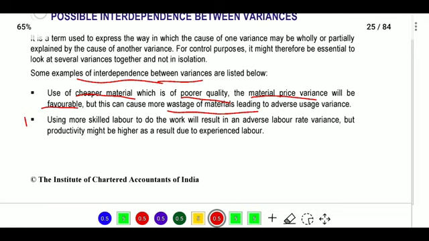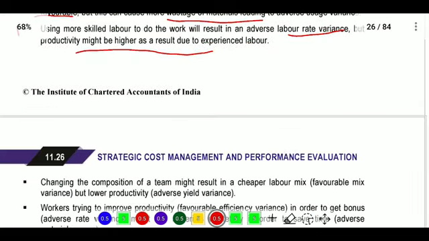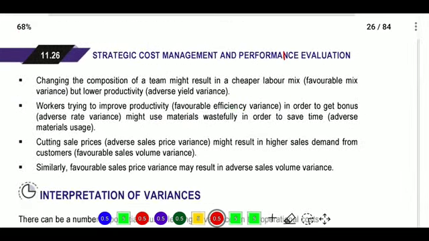If you are using skilled labor to do the work, it will result in an adverse labor rate variance, but productivity might be higher as a result of experienced labor. This is the possibility of interdependence. It will depend on another factor. Next, changing the composition of teams might result in a cheaper labor mix, but lower productivity will come.